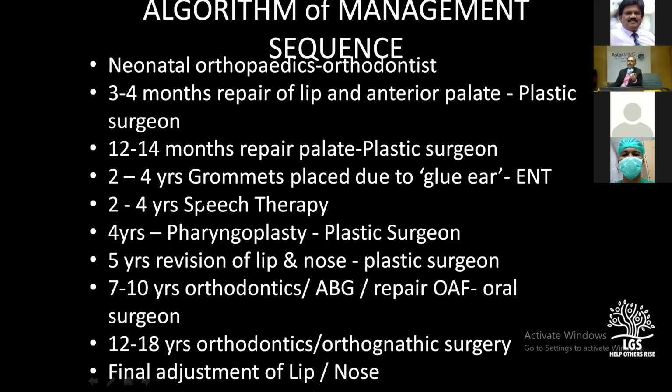2 to 5 years, speech and ear checkups. And then at about 4 to 5 years, you make sure your speech and ear is okay. If the speech is not okay, you do a pharyngoplasty and all the secondary revisions. But 5 to 10 years of age, orthodontics, alveolar bone grafting, and any lip revisions. And finally, at about 12 to 18 years, orthodontic surgery. And at the end of all that, final correction of the lip and the nose.